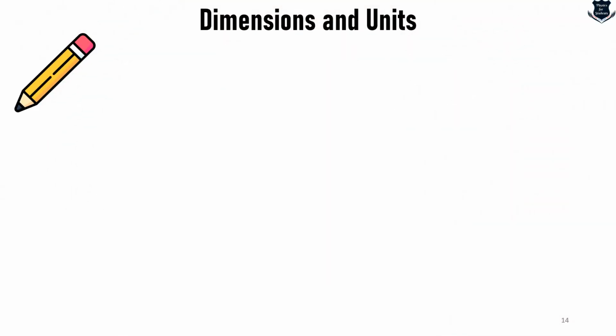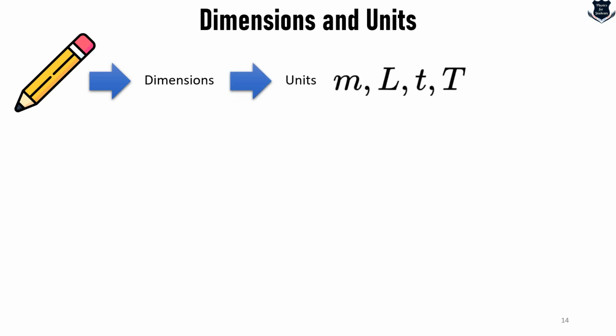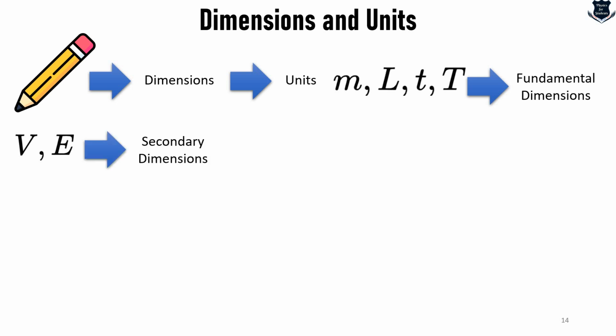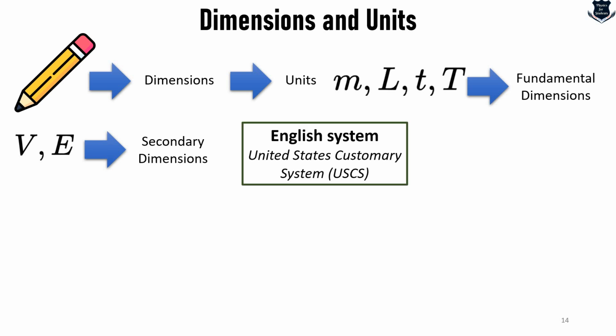We know that any physical quantity, for example this pencil, can be characterized by dimensions. The magnitudes assigned to the dimensions are what we call units. Some basic dimensions such as mass, length, time, and temperature, capital T, are selected as primary or fundamental dimensions, while others such as velocity, energy, and volume are expressed in terms of secondary or derived dimensions.